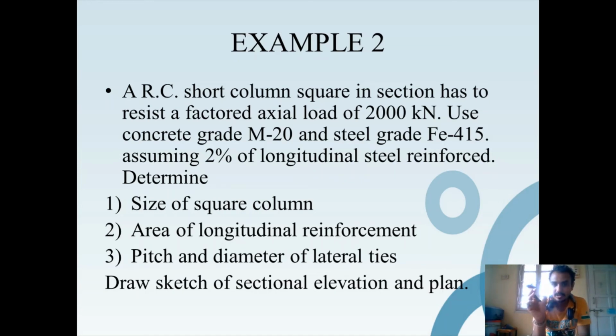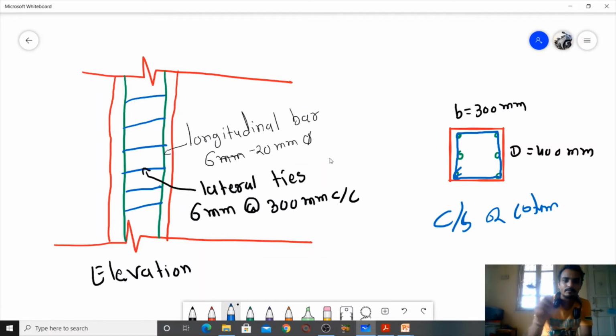And 2% pt is given, and we have to find out the size of the column, means we have a square column here. Second, area of longitudinal reinforcement. Third, pitch and diameter of lateral ties, and draw a sketch of sectional elevation and plan. Okay, so let's start. This is the second example here.